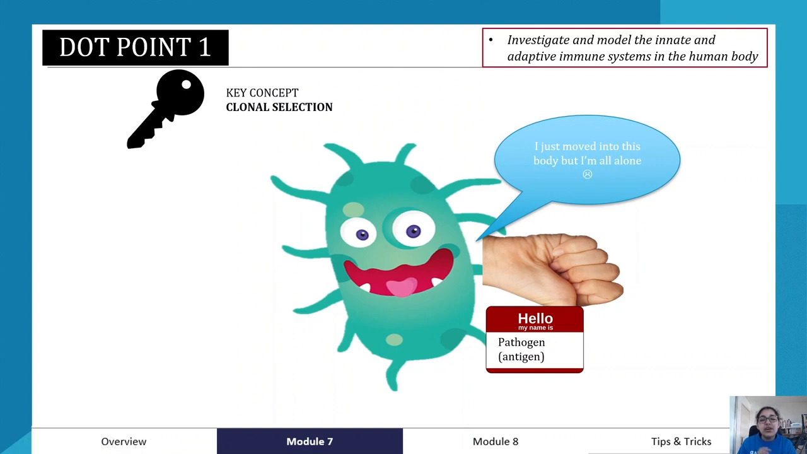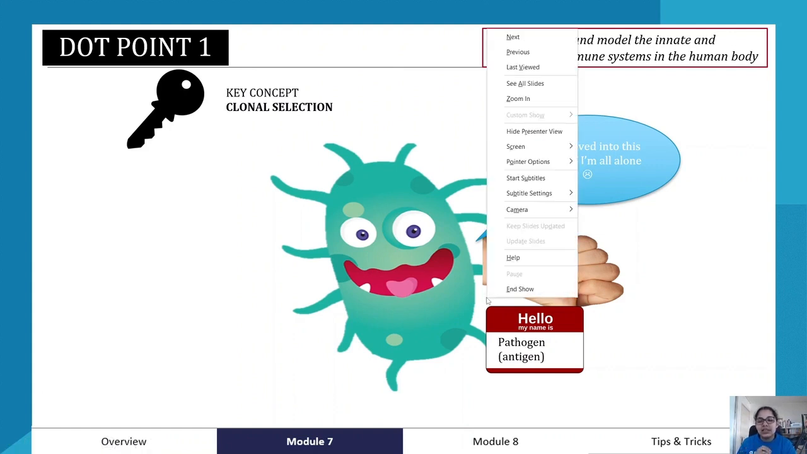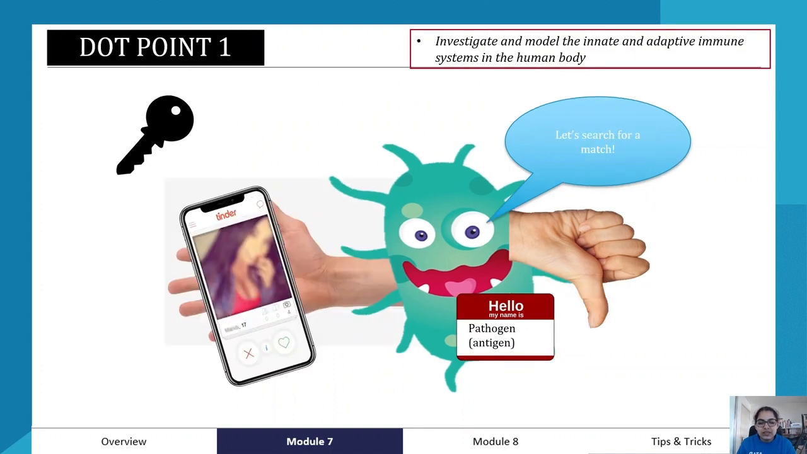Now, this is where we go through a concept called clonal selection. And clonal selection is essentially when we need to have a match between the antibody and the antigen. And again, the analogy here is, for example, being on a dating app, right? So we're going to search for a match. This is our pathogen, right? We're going to search for a match. And the concept is clonal selection.